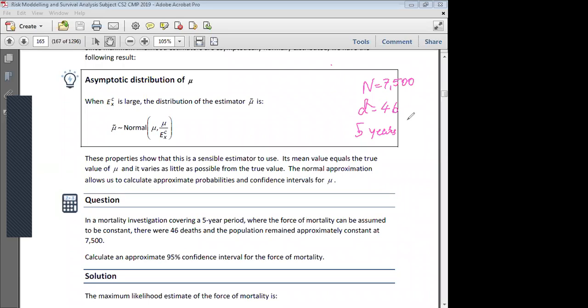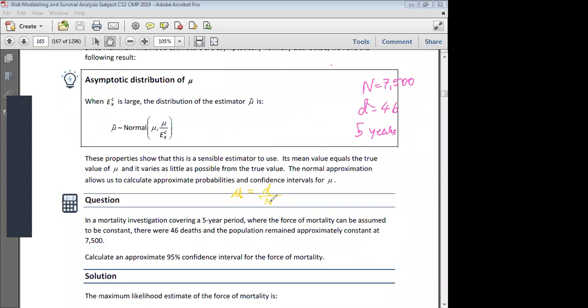Mu will be d upon n, right? Why do you think it will be d upon n? Because n is the population, so number of deaths upon total population. I see. So you mean it should just be the number of deaths that you have observed upon the total population.